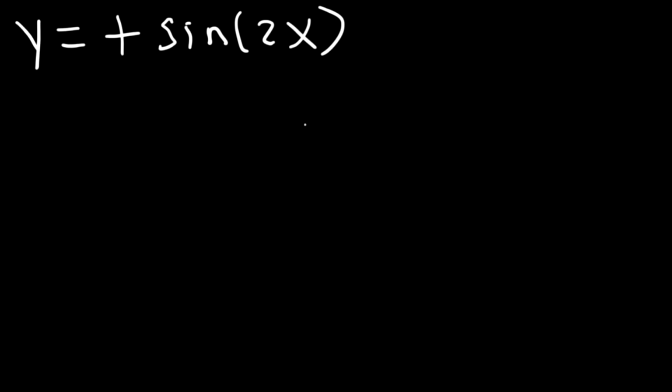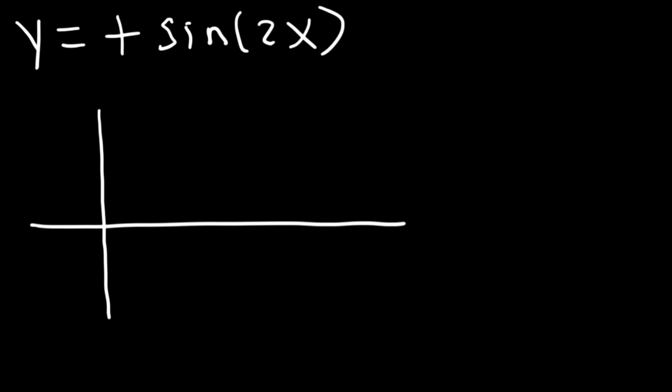So how can we graph this particular function? Positive sine 2x. What would you do to graph it? So the first thing we need to realize is that the amplitude is 1. So it's going to vary between 1 and negative 1.